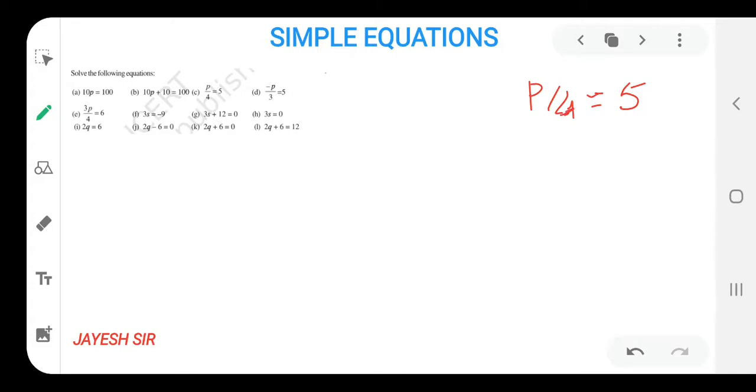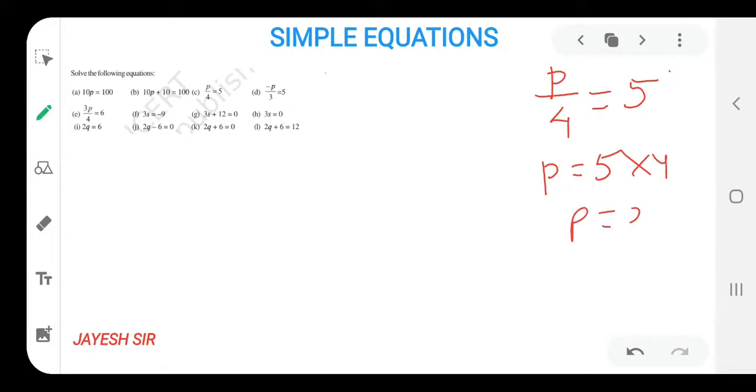Now p divided by 4. This is the division sign. So let us write it again so that you don't face any difficulty while catching the sum or understanding it. P divided by 4 equals 5. Now 4 is in division over here. After going to that side it will become multiplication. So we know 5 fours result in 20. So the value for the variable we are obtaining over here is 20.